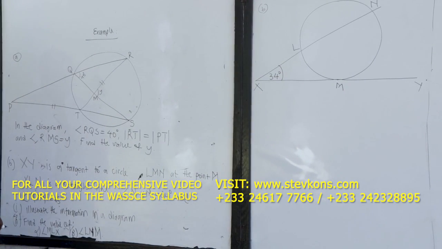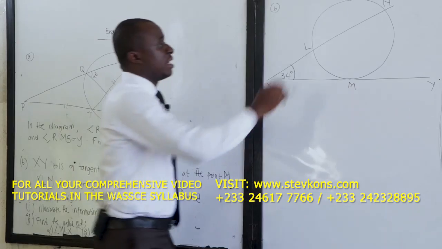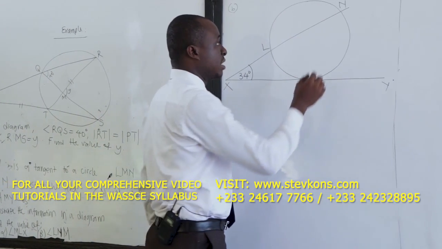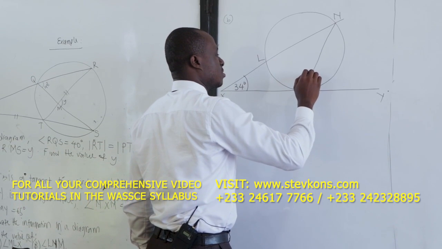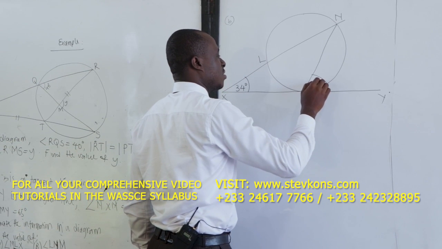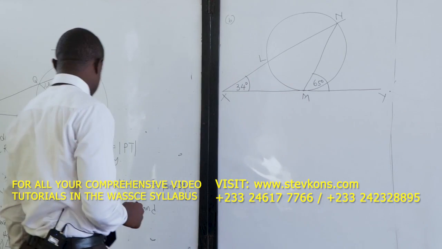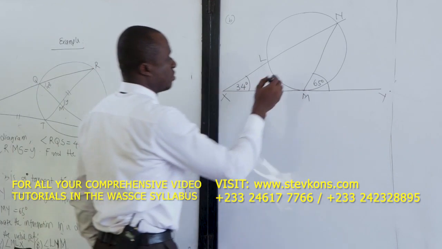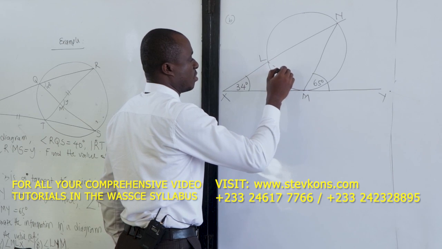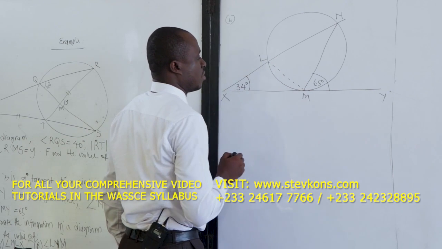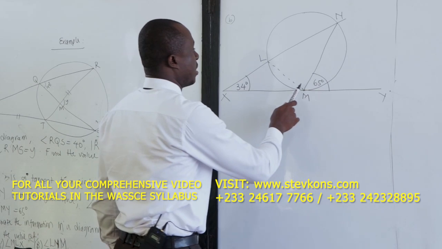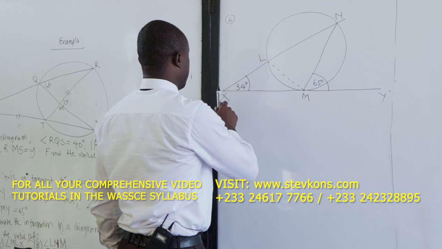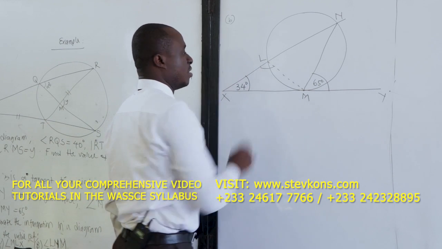And then we have also been told that NMY is 65 degrees. So let's bring this to this one: this one is 65 degrees. Okay, now let's join L to M. That's what we have. Now we are being told to find the value of angle MLX. We want to find the angle over here.